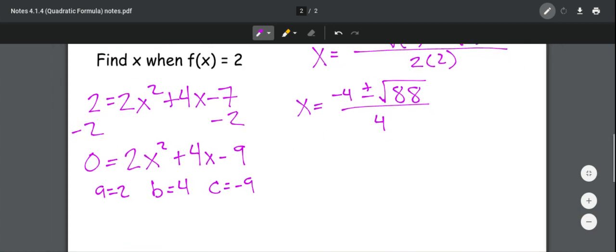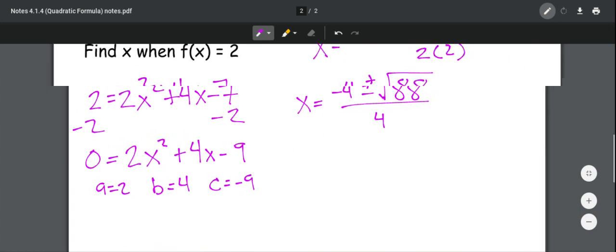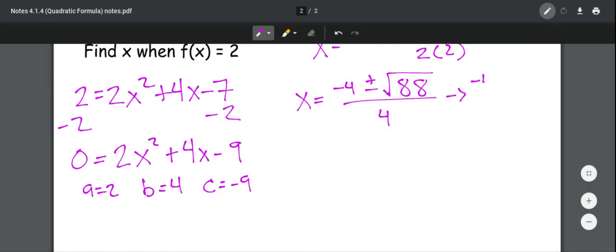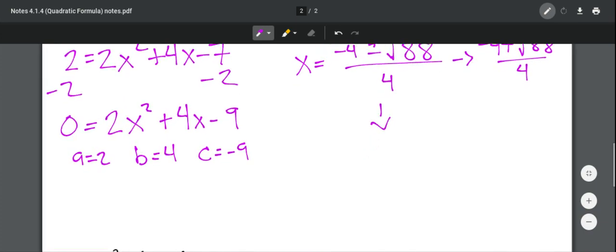So now I need 2 answers, remember. So negative 4 plus the square root of 88 all over 4. Since I have room down here, negative 4 minus the square root of 88 all over 4.